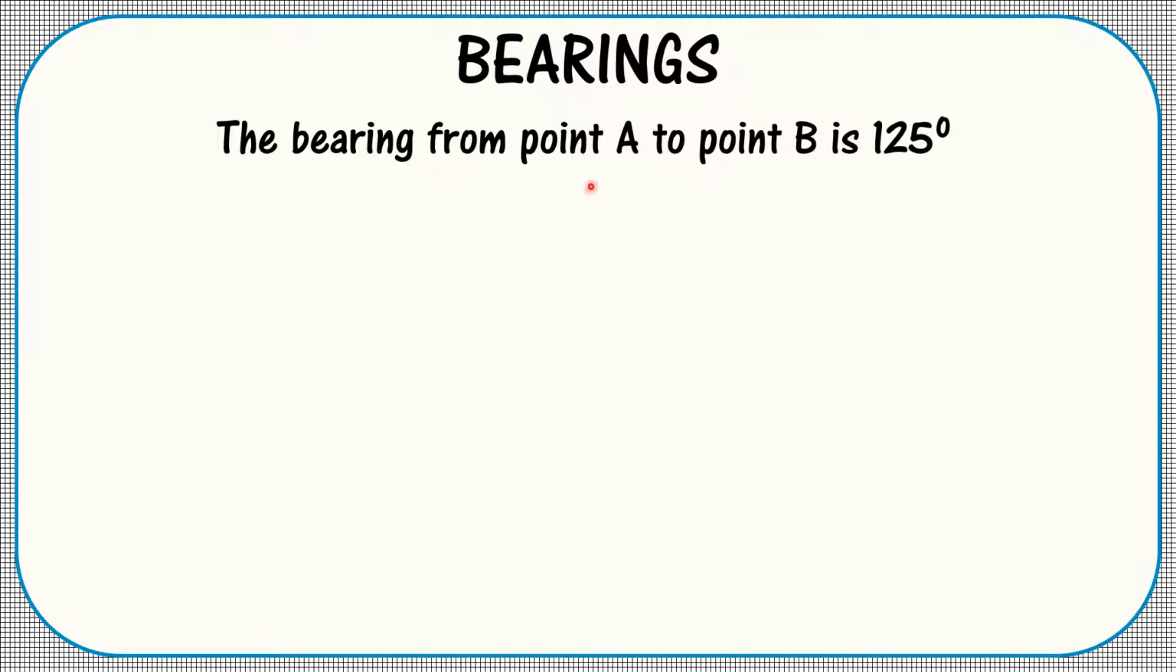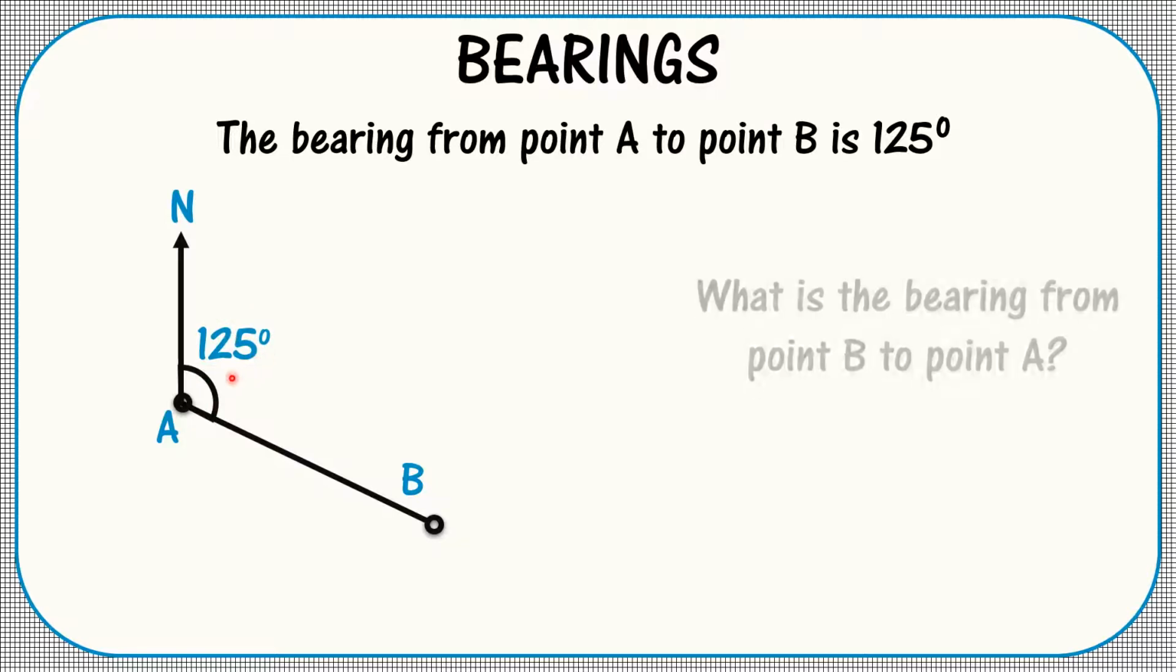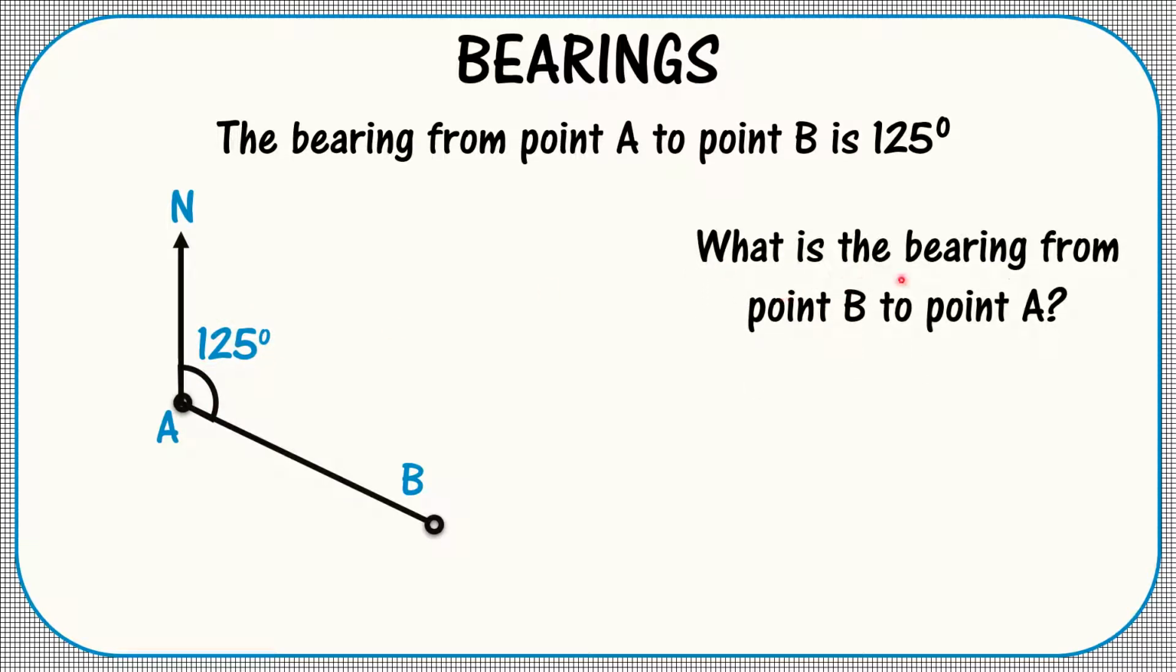The bearing from point A to point B is 125 degrees. So we have already been given the bearing. As you can see, we have point A, point B. We'll draw a line between them. We will add the north line, and it is saying that this angle is 125 degrees. What is the bearing from point B to point A?